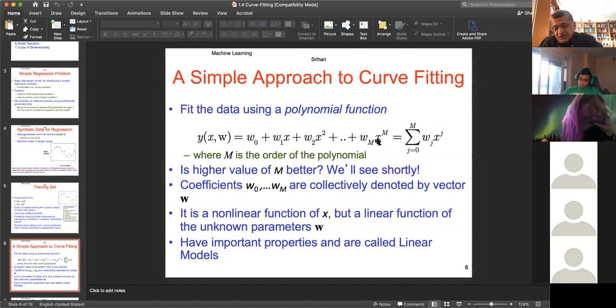But we can go up to some number m, and the reason they've chosen the letter m is that it refers to model complexity. M is the order of the polynomial, but m is also the order of the model complexity. How complex do you want your model to be? So you are choosing the degree of the polynomial and you're fitting that. Then we ask the question, is a higher value of m better? We'll see shortly. It is putting you in suspense as to what value of m you should choose.